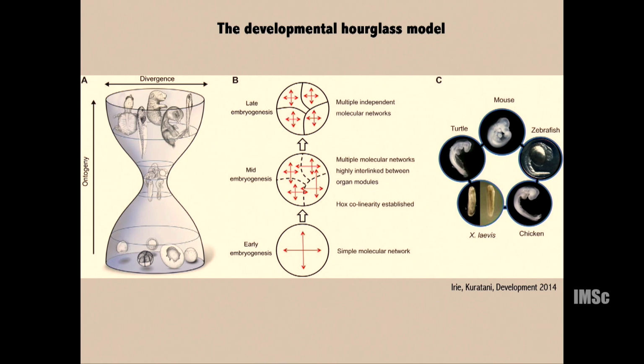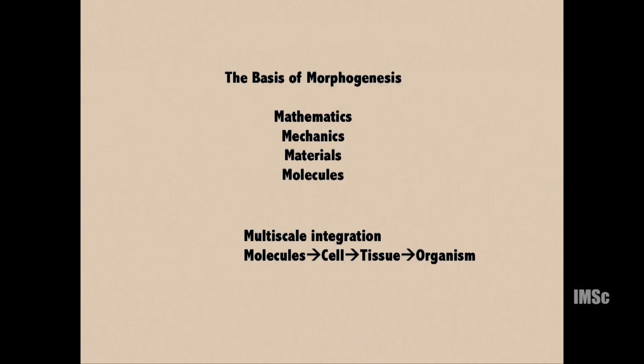And recent thoughts on this are that there are stages in the development of organisms that are quite divergent, in stages that look remarkably similar, and this is what the concept of the developmental hourglass model is. And I'll come back to this a little bit tomorrow.